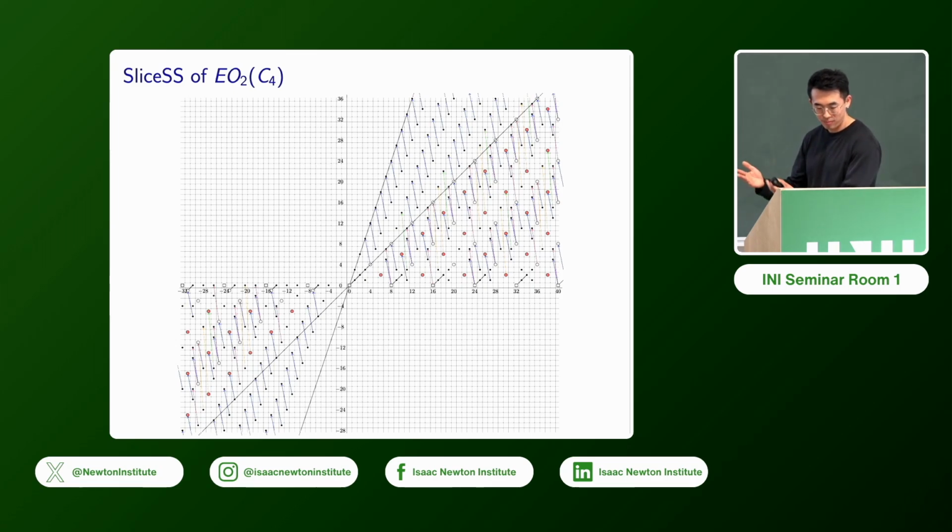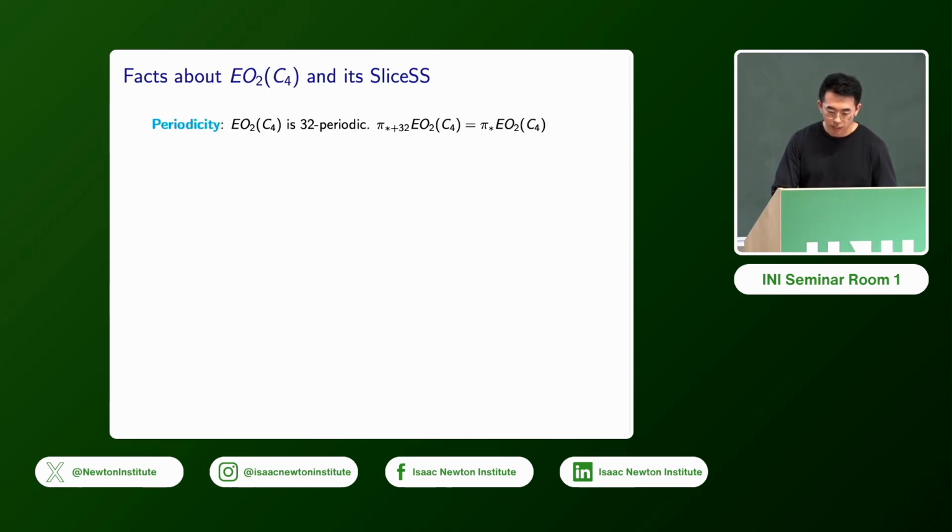So this is the picture. This is the end result. I want to show you how you can deduce all the differentials here using the periodicity theorem. So I want to show you kind of a mini movie. So before that, there are some facts I want to sort of summarize. What are the facts? What are the structures about the spectral sequence that I'm using? So here are some facts about EO2 C4 and its slice spectral sequence. And there's the periodicity theorem that I just talked about. This is a 32 periodic theory.